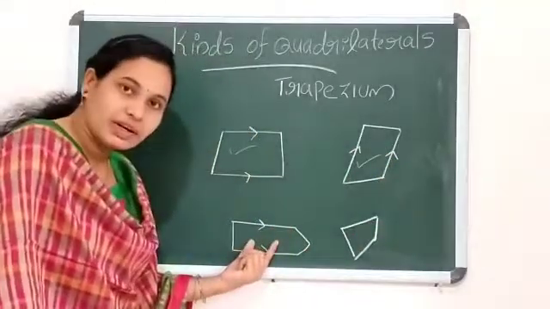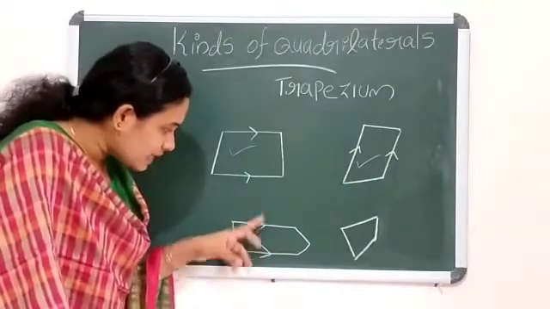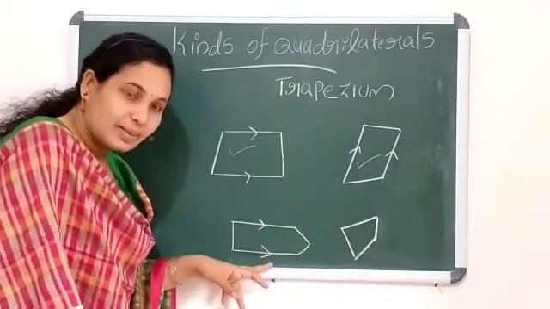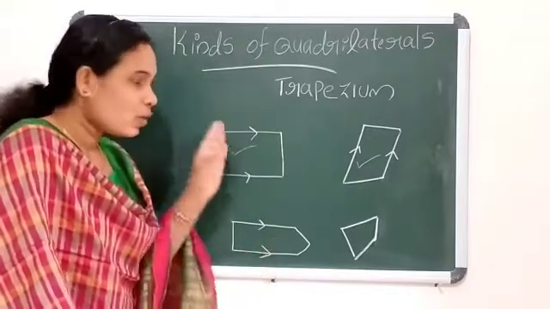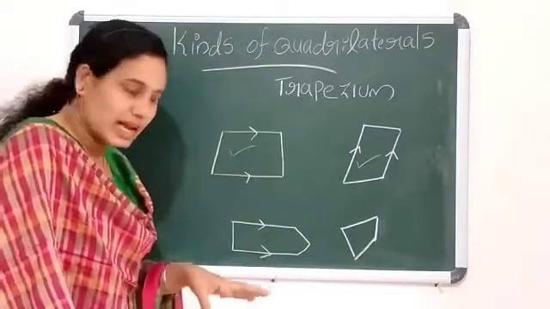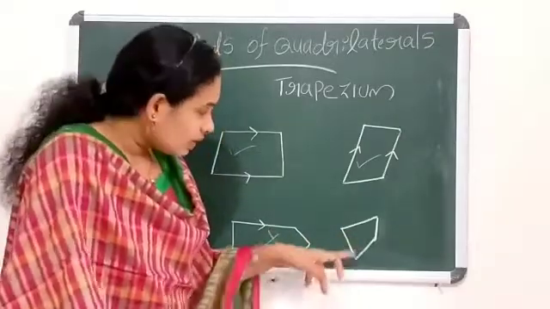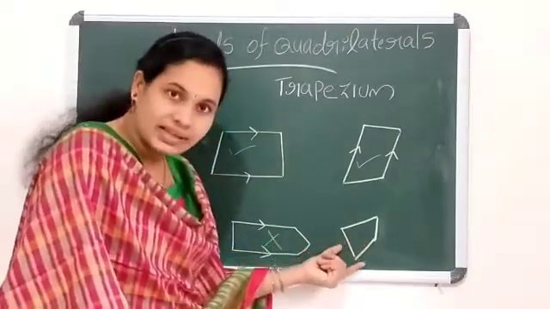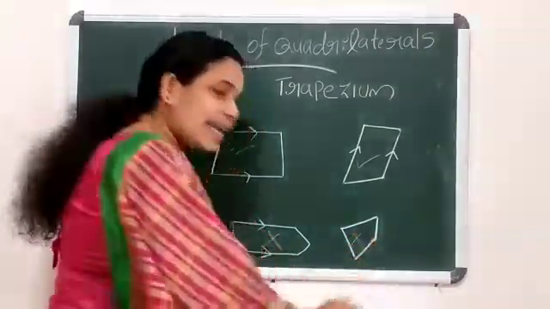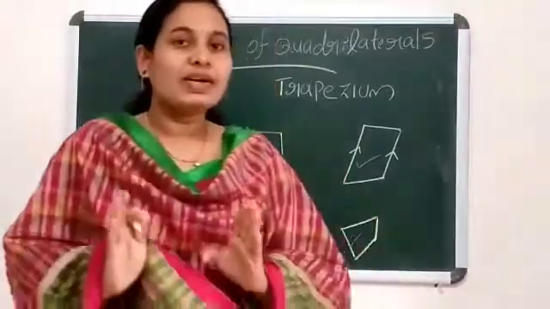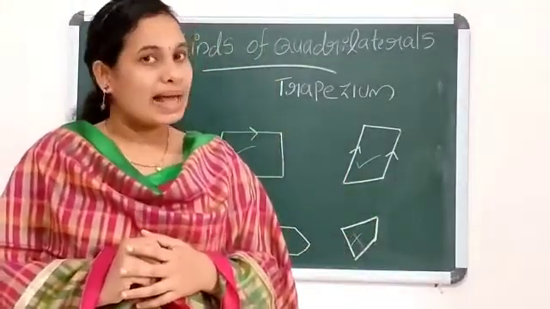Now, what about this one? You can see that a pair of opposite sides are parallel, but here you can see that there are 5 sides. A quadrilateral has only 4 sides. So, it is not a trapezium. Now, what about this one? Are any sides parallel here for this quadrilateral? No. So, it is not a trapezium. So, a trapezium is a quadrilateral having a pair of parallel sides.